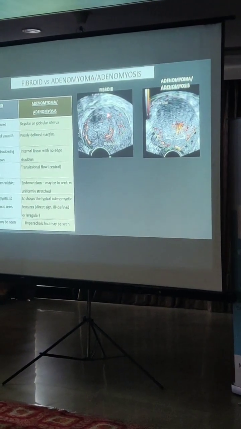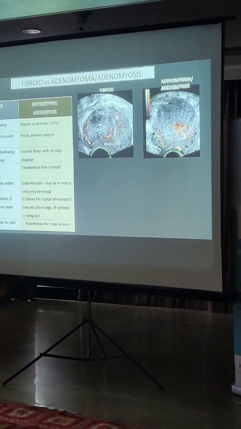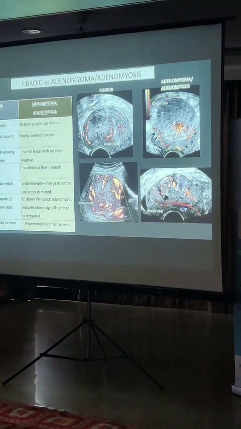Then, of course, Doppler, we know that peripheral flow and circumferential flow is what we see predominantly in a fibroid, whereas in adenomyosis, it's intralesional flow, it's through and through. And this is because this is an infiltrating lesion, whereas this is a lesion that displaces the normal myometrium. So this is why we see the circumferential flow, but this is not all that simple, because sometimes you see very cellular fibroids, and then it can be confusing, and adenomyomas may show some peripheral flow.